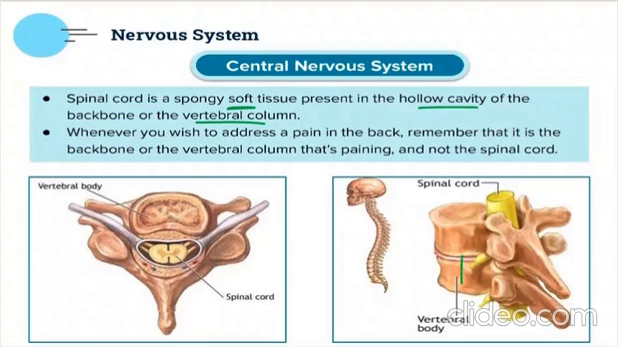You see here, this is the vertebral body. This is my backbone, isn't it? This is my backbone, and inside the hollow spaces, the spinal cord is there for protection. Now, whenever you wish to address a pain in the back, remember that it is the backbone or vertebral column that's paining, not the spinal cord. The spinal cord doesn't pain because it has a good covering. So whenever you have back pain, that back pain is due to your bones paining, not the spinal cord. Okay. So that was all about our nervous system.